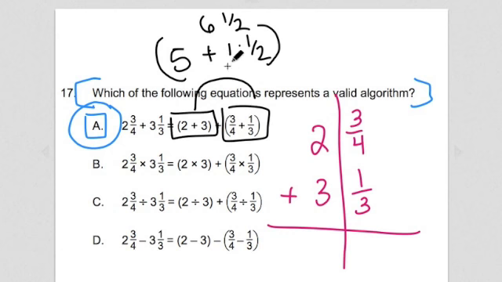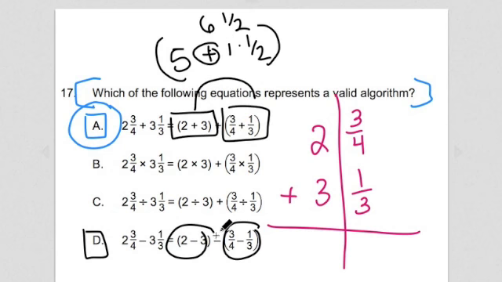The same thing would work with subtraction. So in D, everything is correct. You subtract the wholes, you subtract the fractional parts. The only thing that's wrong is that even after you do the subtraction portion, you're then going to have to add these two quantities. So this should have been a plus sign.